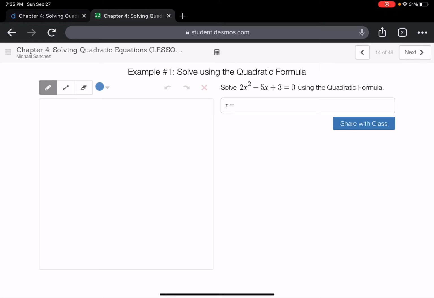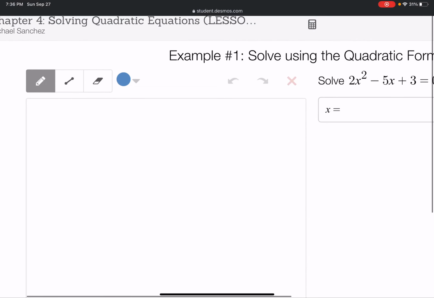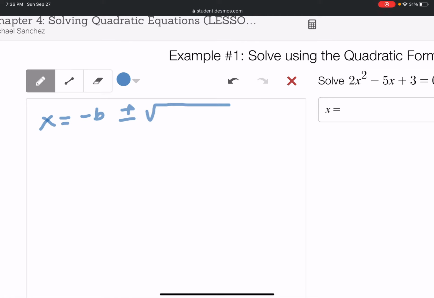So example 1, we're going to use the quadratic formula to find the solution or solutions to our quadratic equation 2x to the power of 2 minus 5x plus 3 is equal to 0. All right, so first thing I'm going to do is I'm just going to write out my quadratic formula. x equals negative b plus or minus the square root of b to the power of 2 minus 4 times a times c all over 2a.